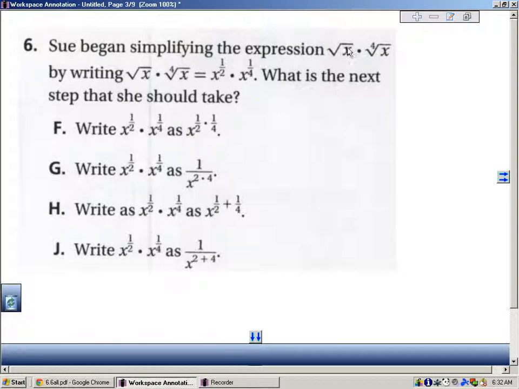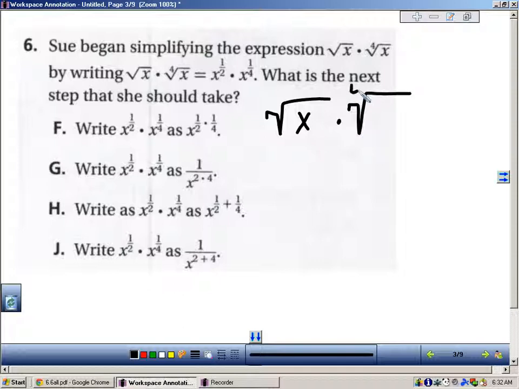Sue began simplifying the expression by writing the expression. What is the next step she should take? Again, I didn't read the whole thing, but of course you can. And so what is the next step? So let's write the steps out first of all. Okay, so here's what she has. Looks like she's trying to simplify the expression, right? So radical x multiplied by the 4th root of x.